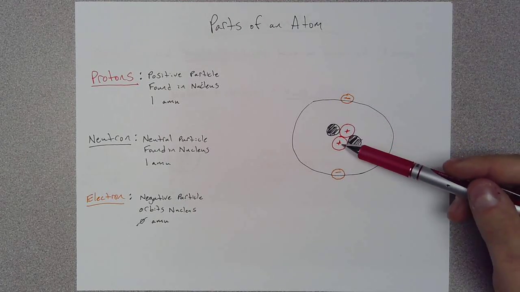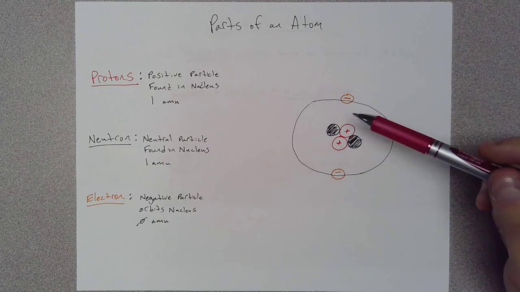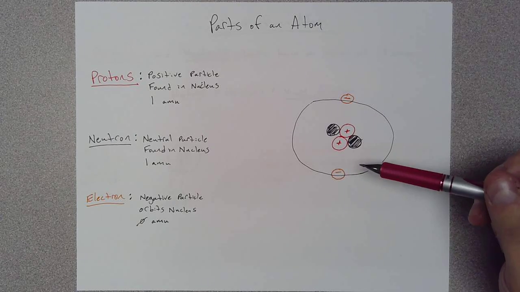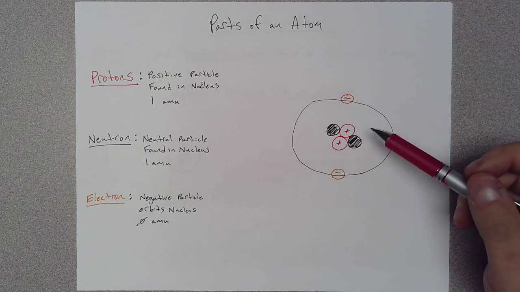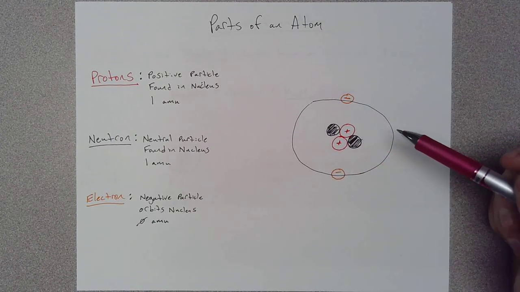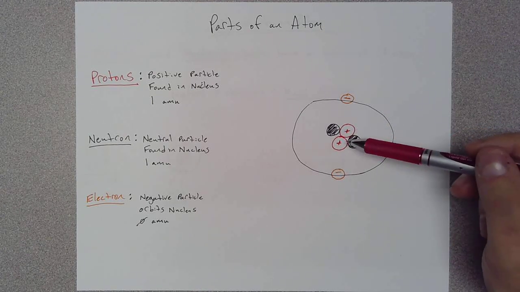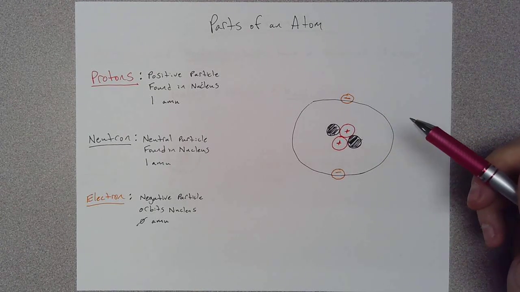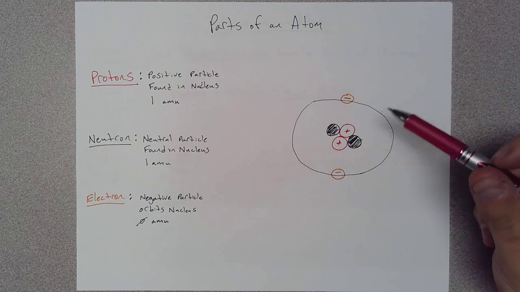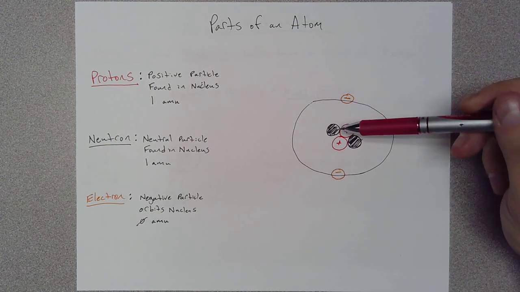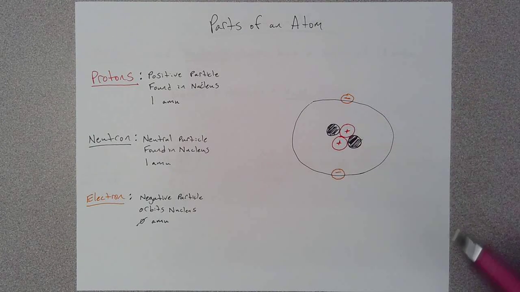So protons, those are the positive parts of our atom. They sit right here in the nucleus in the middle. And they have an average mass of 1. So we count these as 1 when we talk about mass. Neutrons also sit in that nucleus, and they also have a mass of 1. Now, they also are neutral particles. They do not contribute anything to the charge of this atom.